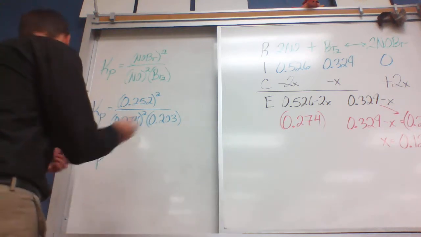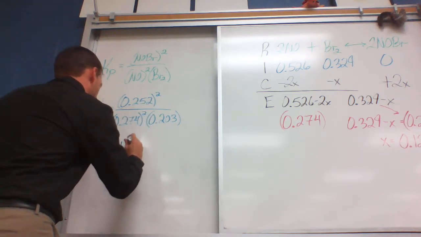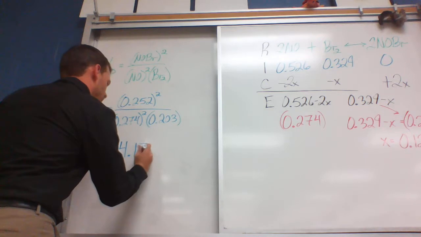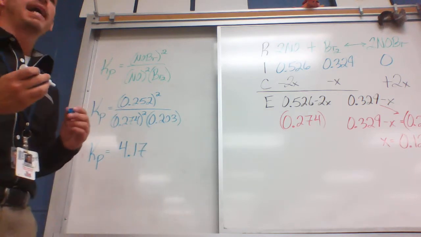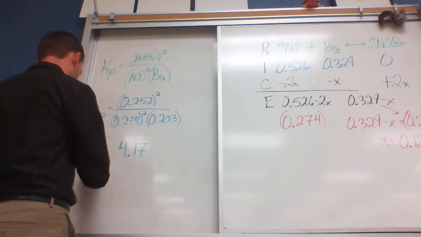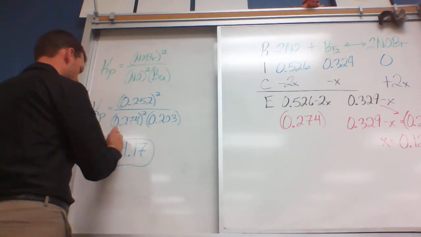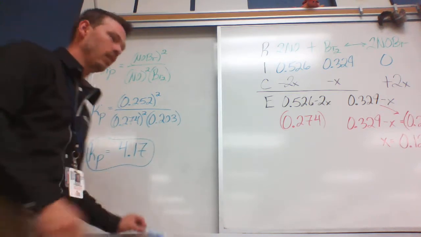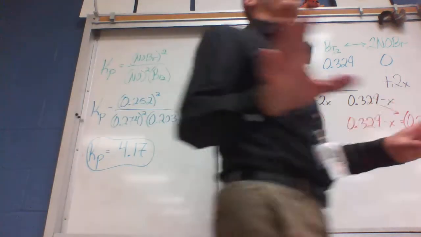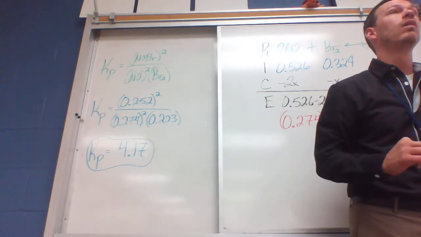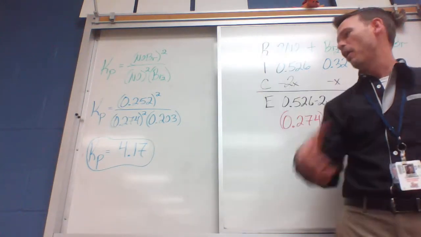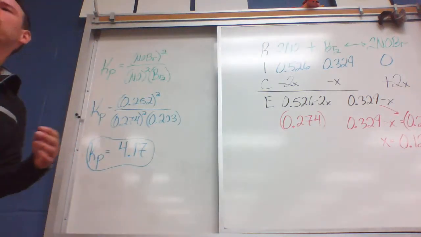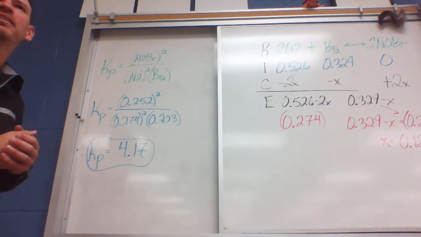Hey, somebody shout out an answer. 4.58. Oh dear God, what did I do? I got 4.17. Hey, I got it right. All right, are we doing okay? Yes. 0.18. Okay, I mean, maybe it is. You know that though my answer choices are close, they're not that close.